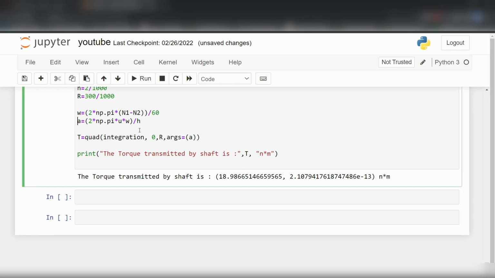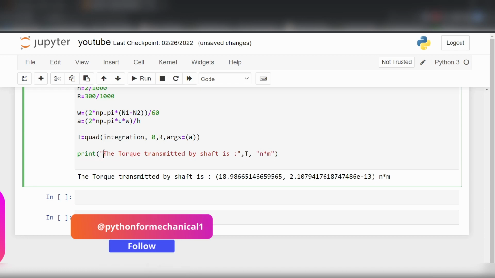Here you can see that I have defined h is equal to 2. If I want to change it from 0.1 up to 10, how to do that, I will show in the next code.